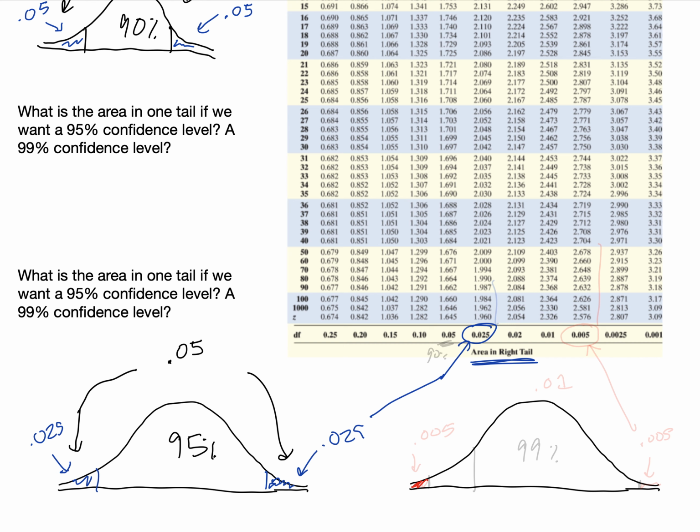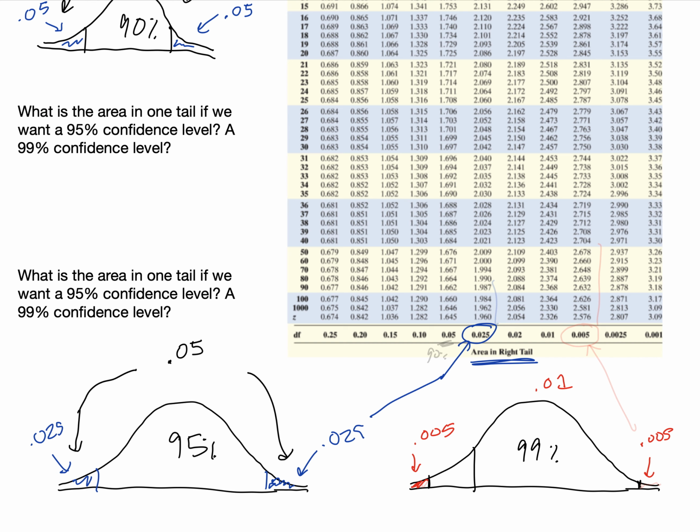And if we're talking about a 99% confidence level, then we've got even less in our tail. So for a 99% confidence level, we need less area in the tail. And so we are going to then have 0.01 in total in the tails. And so in each individual tail, we have 0.005.